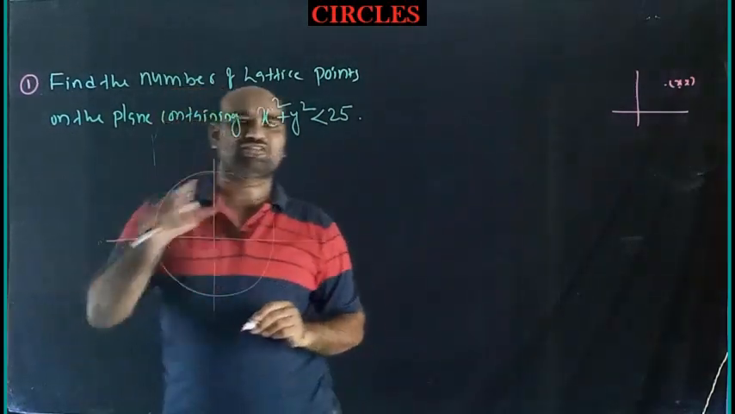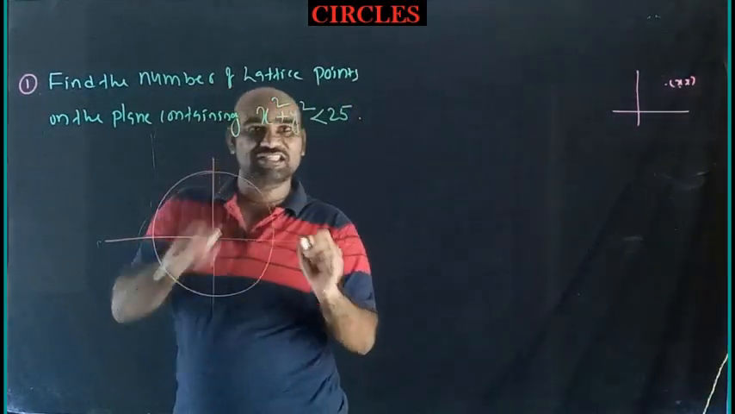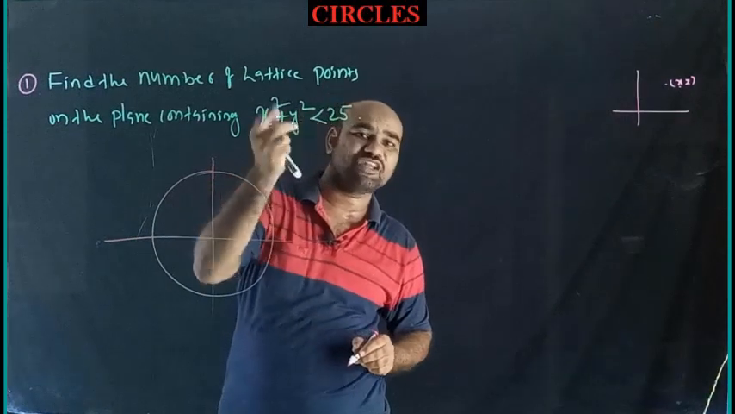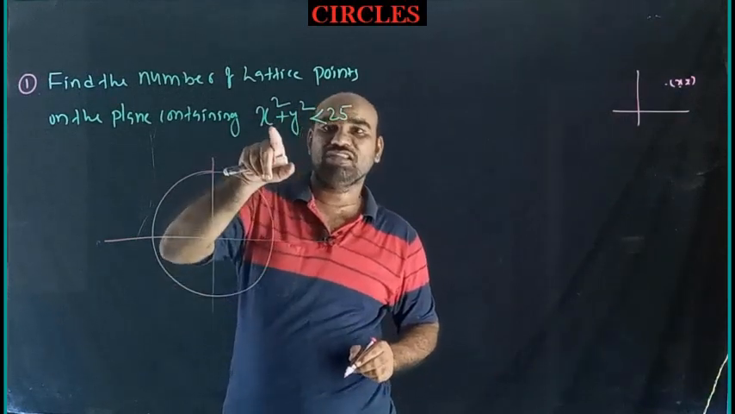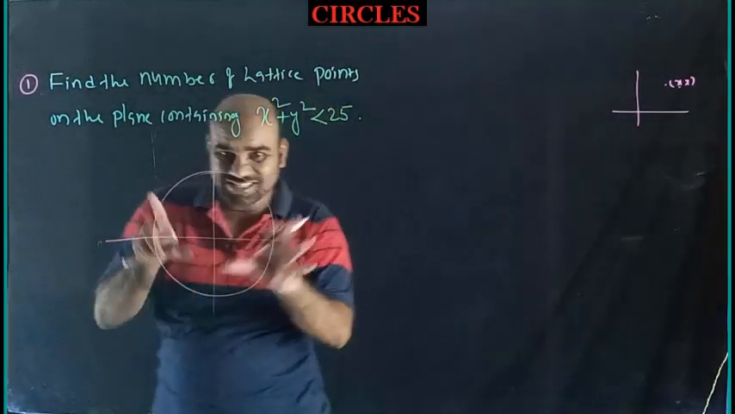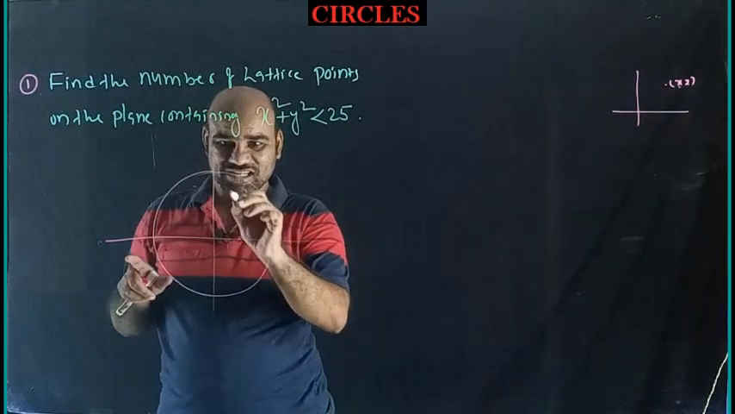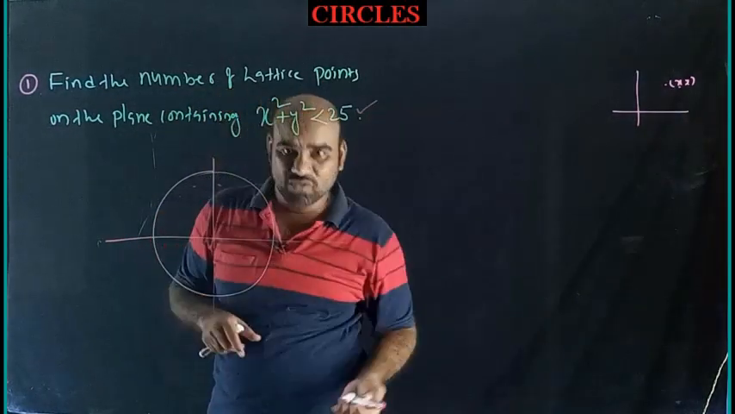This is the circle x square plus y square equal to 25. Every point on the circle satisfies the condition x square plus y square equal to 25. But we want the region represented by x square plus y square less than 25, which means inside the circle. All the points inside the circular region satisfy this algebraic rule.